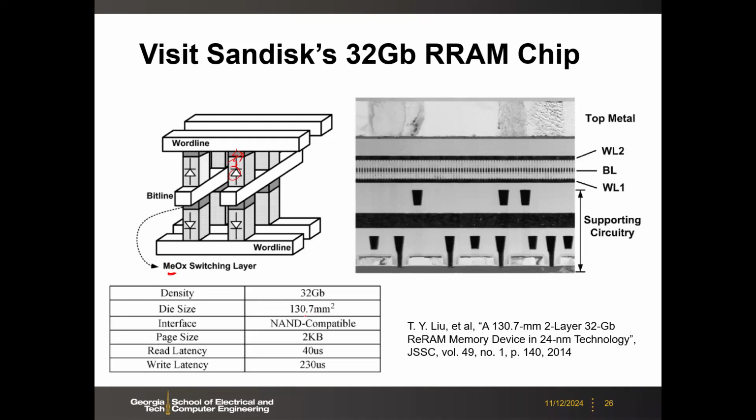But anyway, the total die size is 130 millimeter square and the interface is NAND compatible. Okay, that means this is SDR IO. Page size is 2 kilobytes. Okay, it's pretty slow actually, because it's NAND compatible. You see the read latency is like 40 microseconds. It's like the NAND speed, right?